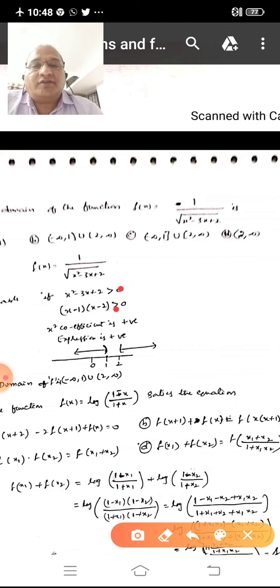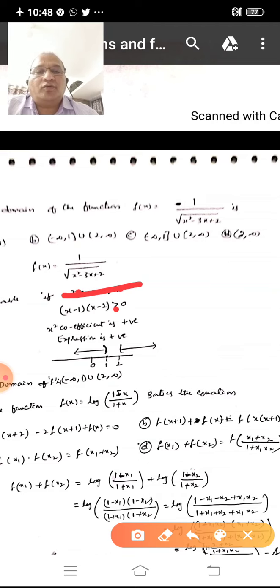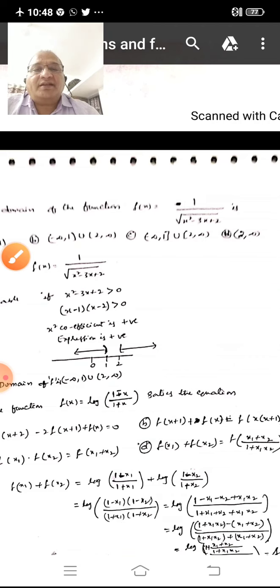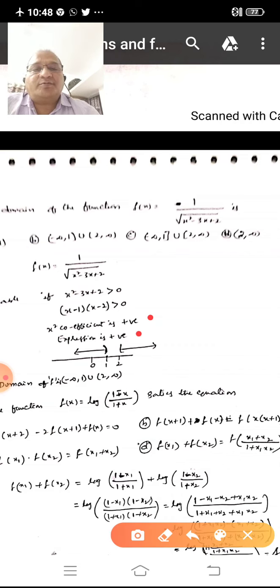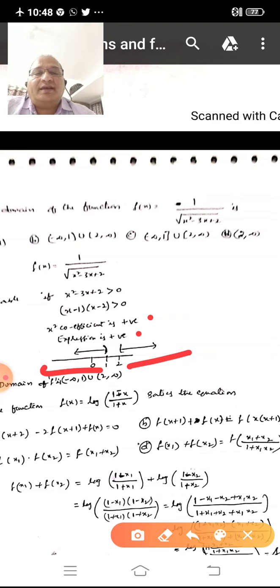Here the roots of this expression x square minus 3x plus 2 are 1 comma 2. Here the x square coefficient is positive and the expression is positive, both having the same sign, so the x value does not lie between the roots. Therefore we take x greater than 2 or x less than 1. So the domain is minus infinity to 1 union 2 comma infinity.